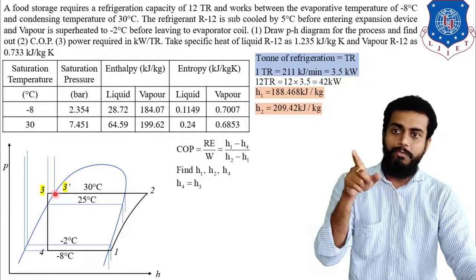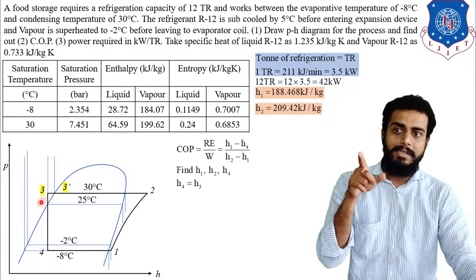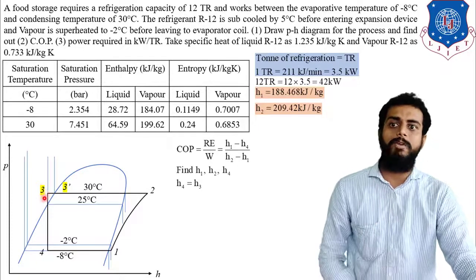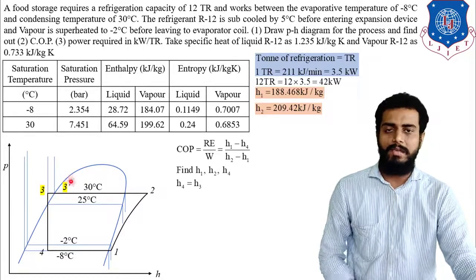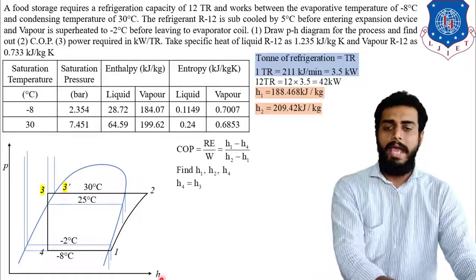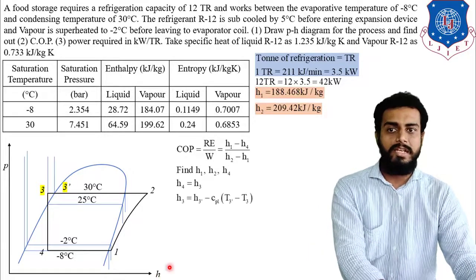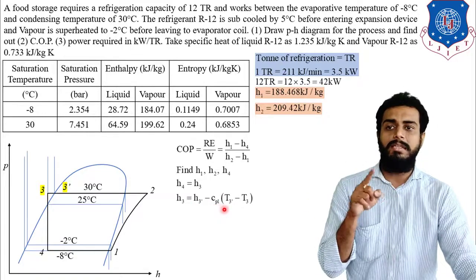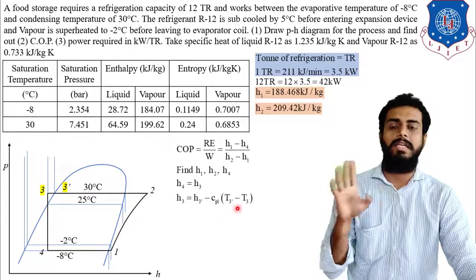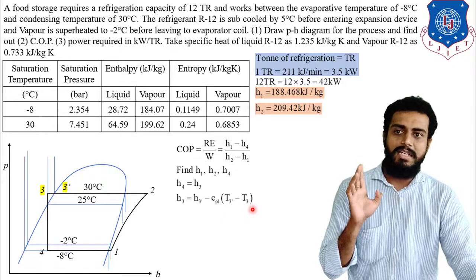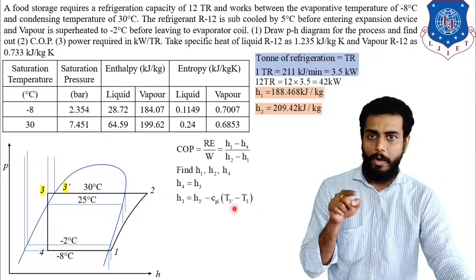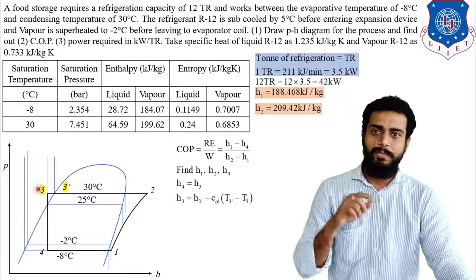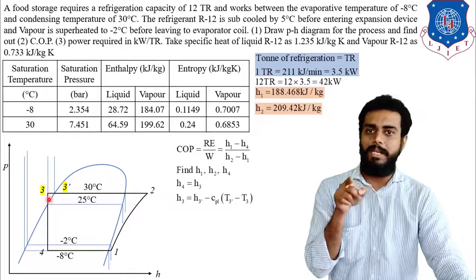Right? So that means if you want to find out the enthalpy at point number 3, then you will have to neglect certain value from the enthalpy of point number 3 dash. Okay, so what do you mean? I mean H3 is equal to H3 dash minus CPL (T3 dash minus T3). 3 dash is corresponding to the saturated liquid point and 3 is corresponding to the pure liquid point. So that is how you can find out the enthalpy at point number 3.